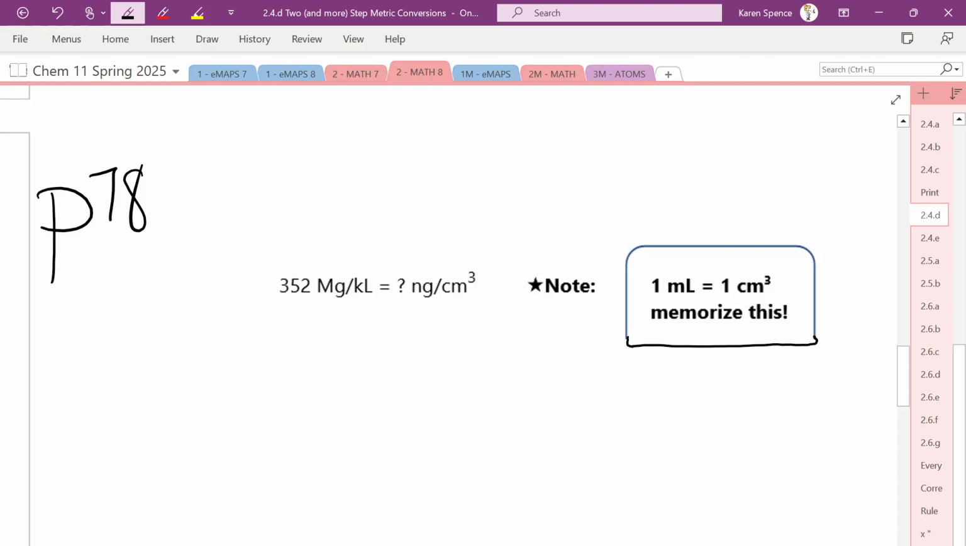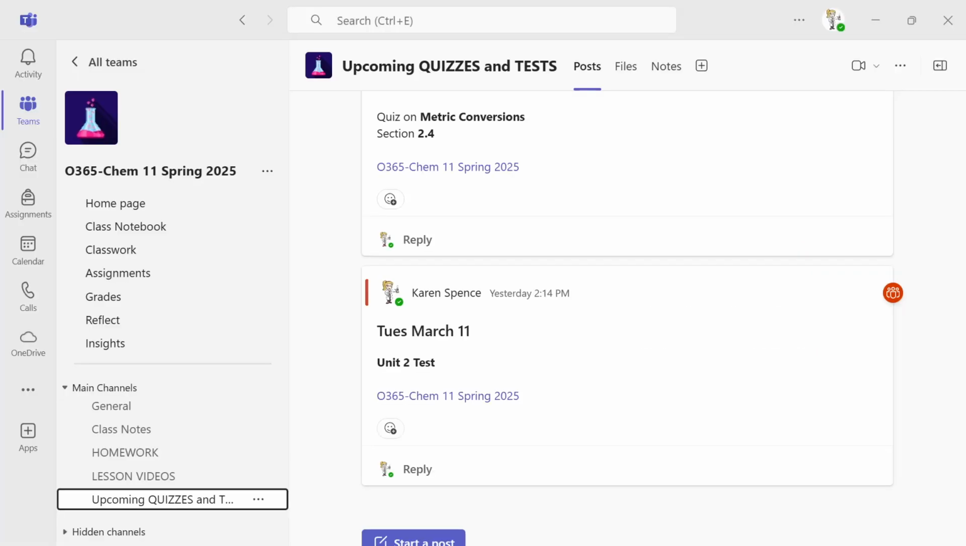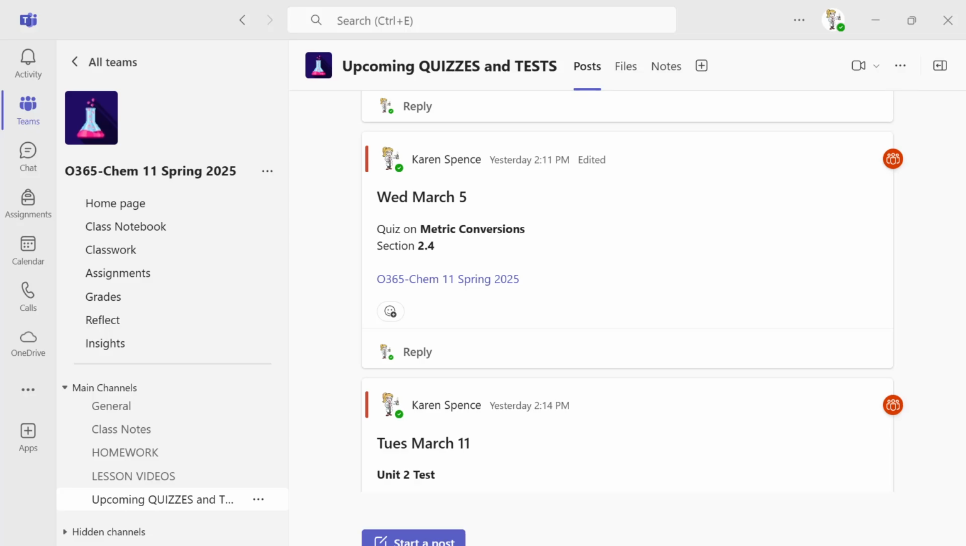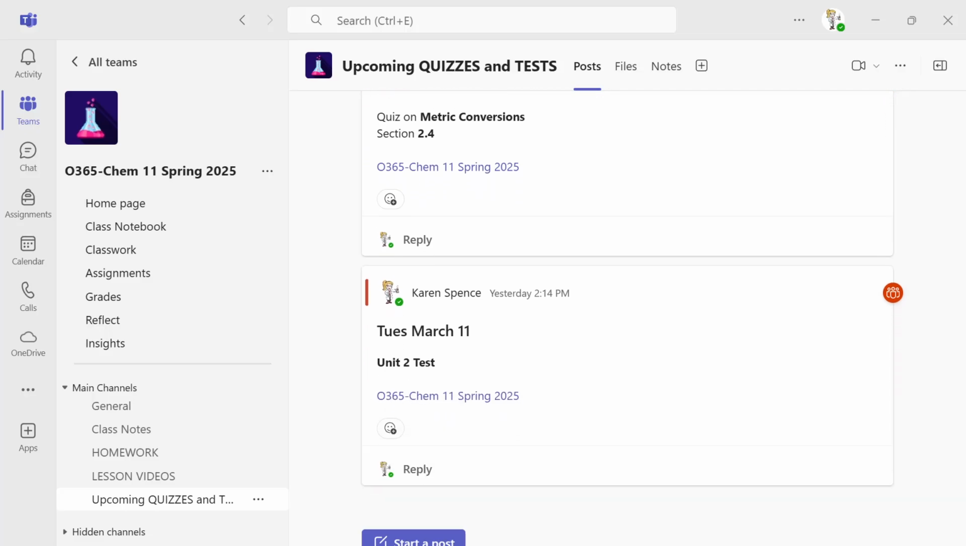Hopefully, you all know that we have a quiz coming up on metric conversions on Wednesday, and we have the test on Unit 2 the following Tuesday. Okay, so we got a quiz Wednesday, and then the test the following Tuesday. That should allow you to get everything back. Okay?